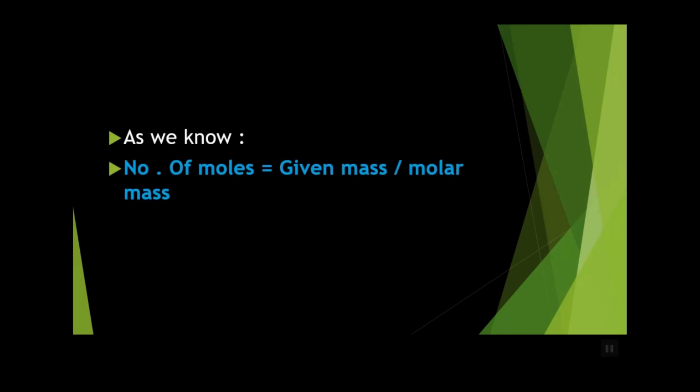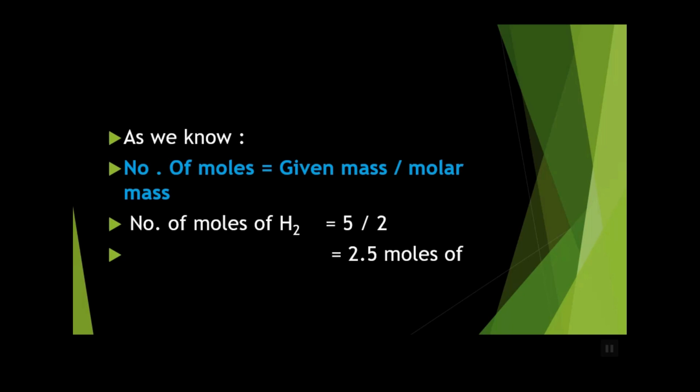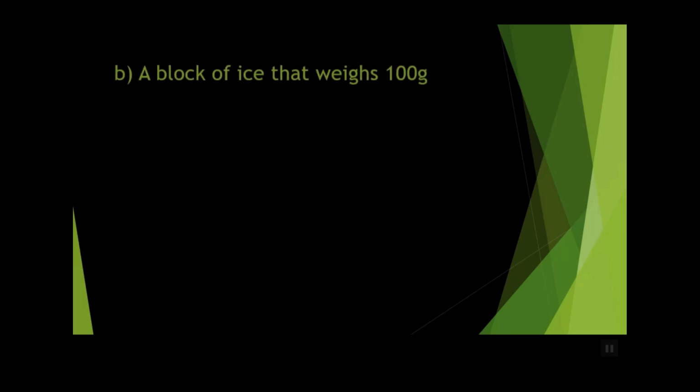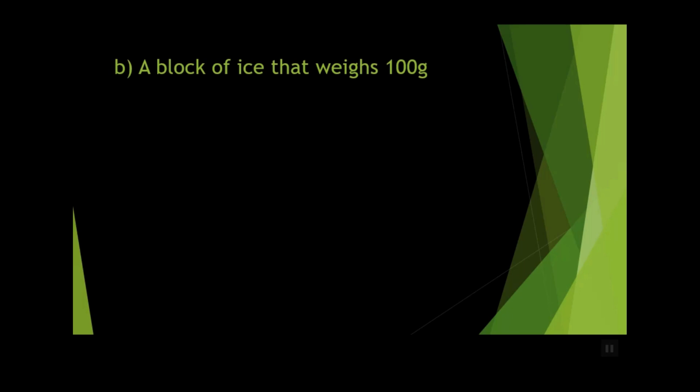Yes, apply formula. And as we know, number of moles is equal to given mass, that must be in gram, divided by molar mass. Number of moles of hydrogen is equal to 5 because mass is 5 gram, divided by 2, that is the molar mass. We get 2.5 moles of hydrogen. That is our answer.